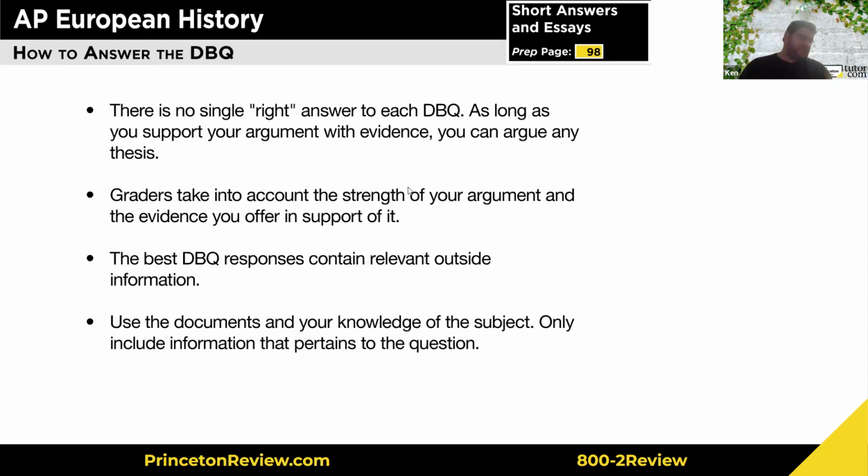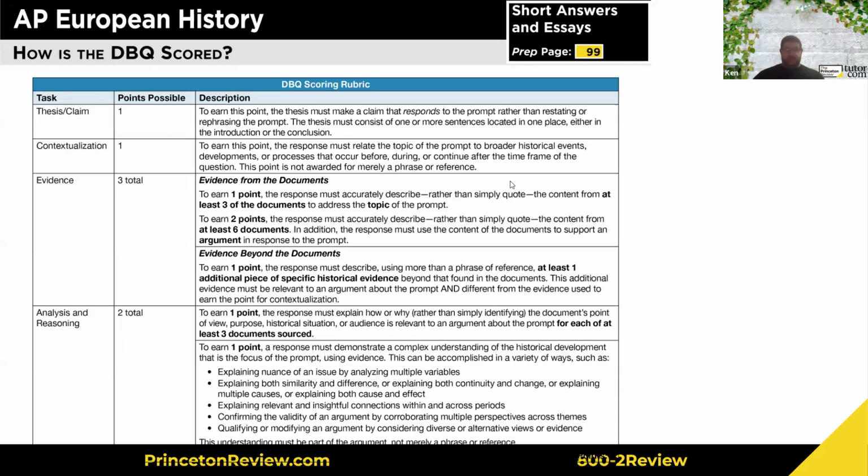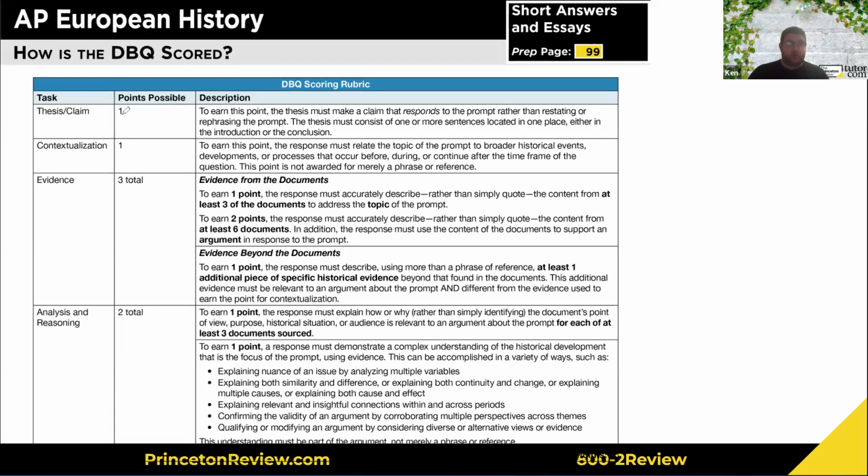And there's always at least 1 point given for including something about the topic that wasn't present in the documents themselves, which in a moment will lead into our basic approach. Here is the scoring for the DBQ. You're going to notice that you get 1 point for having a thesis or a claim. You should actually have an argument. And it's got to be 1 to 2 sentences that are located in the introduction or the conclusion, preferably both.